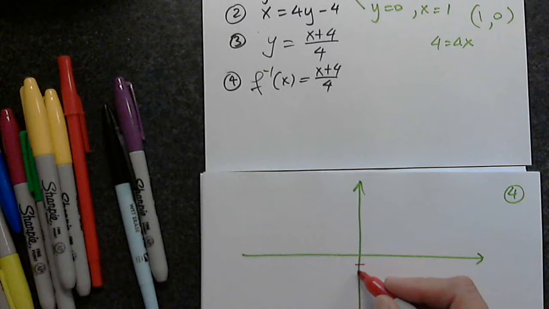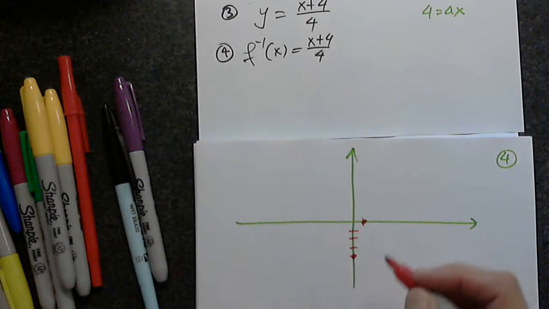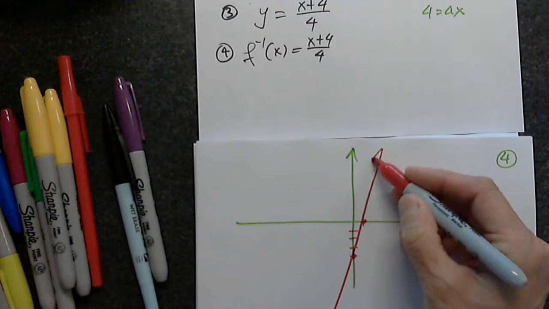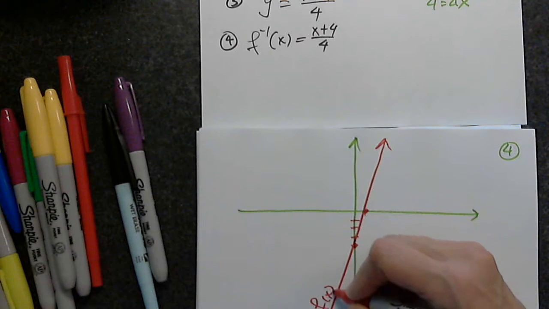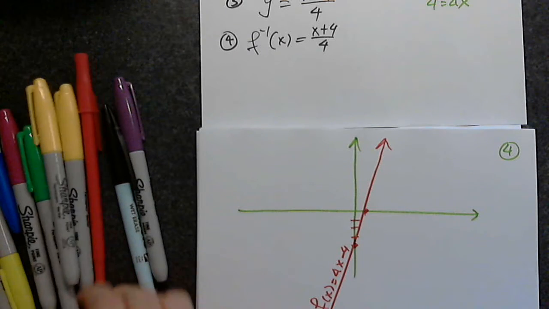Zero, negative 4, and 1, comma 0. I connect and extend the line. Please write somewhere what it is. So this is f of x equals 4x minus 4. Anywhere you want. Up, down, left, right. So we don't forget what this is.